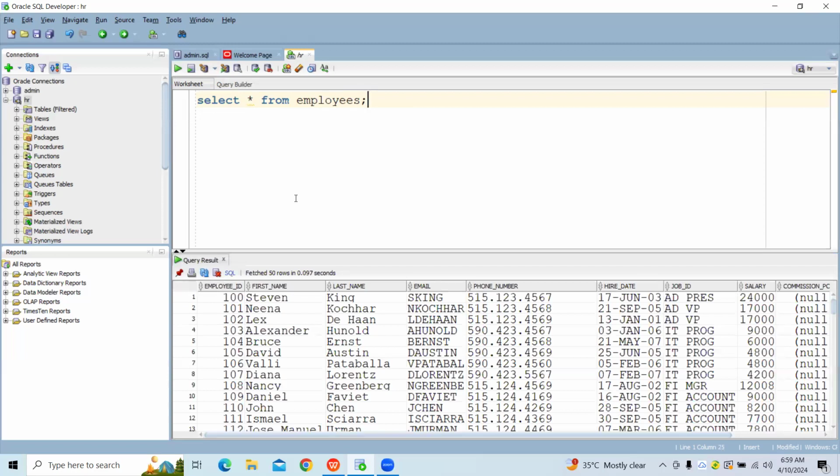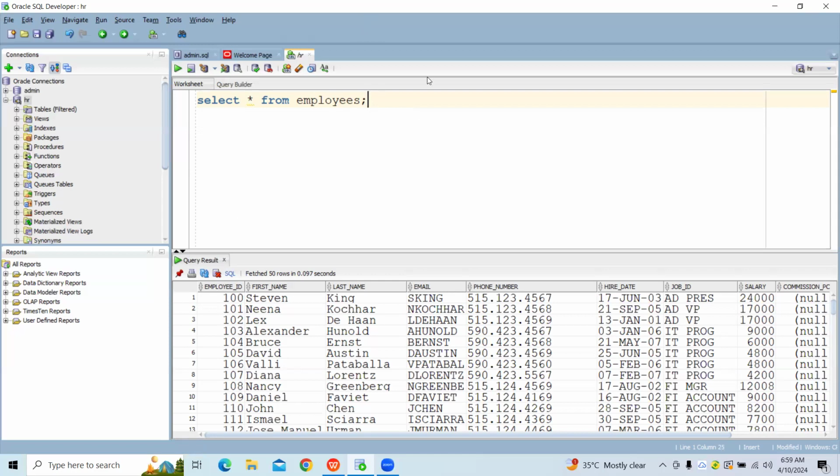Hitting this button, I get the data on the output screen. My output screen is present exactly below the worksheet. If you observe, we have got the data for the employees table. So this is about how to retrieve data.